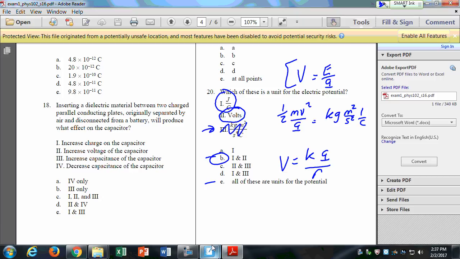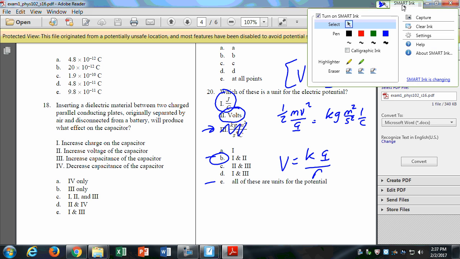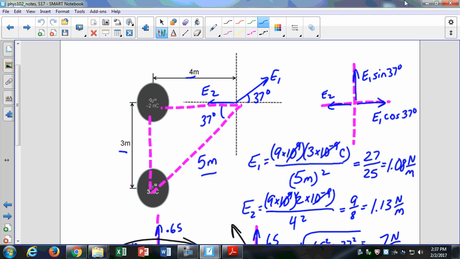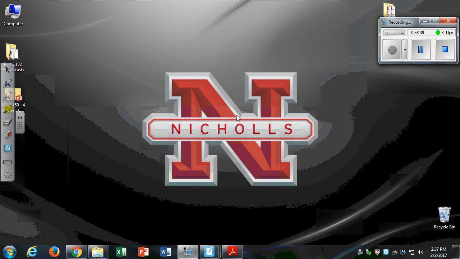Well, we have one similar, number 26. Let's just take a look. I don't know if I can tell you right off, but what's 20 what?